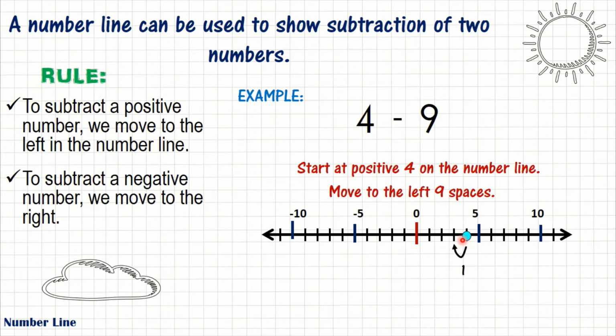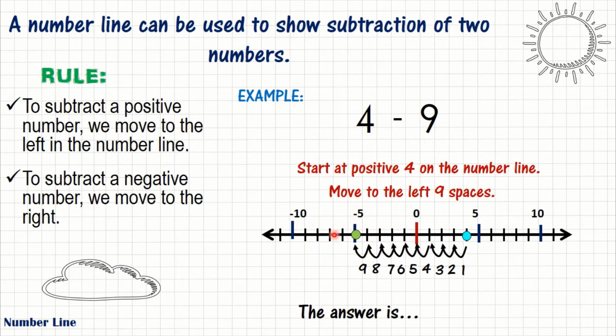So, we have 1, 2, 3, 4, 5, 6, 7, 8, and 9. So, the last point na land is yung nasa negative 5. So, therefore, 4 minus 9 is equal to negative 5.